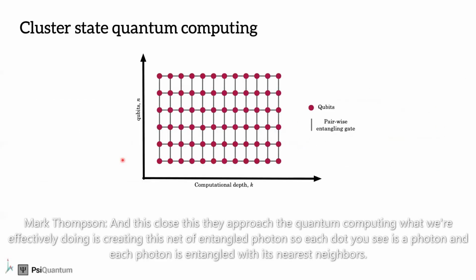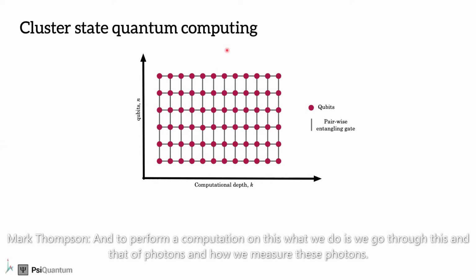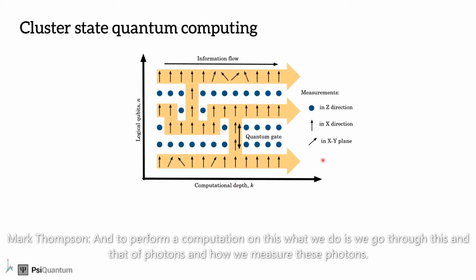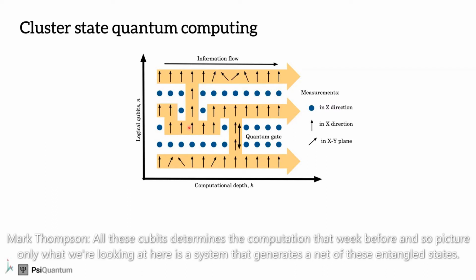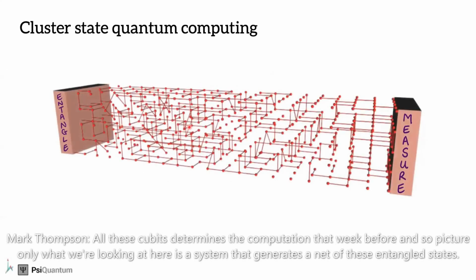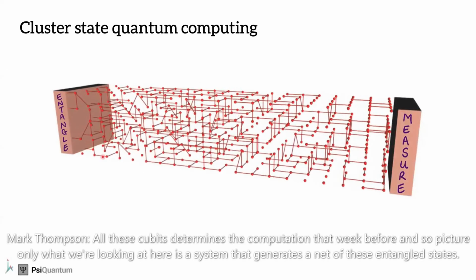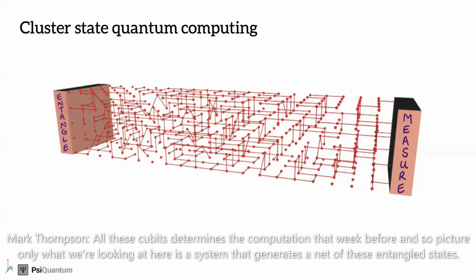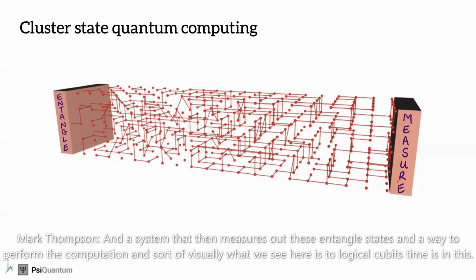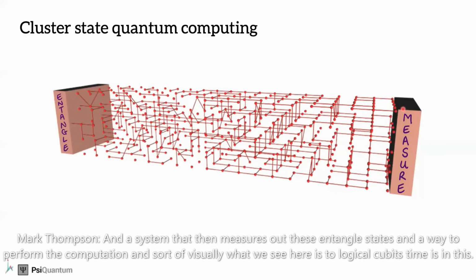And in this cluster state approach to quantum computing, what we're effectively doing is creating this net of entangled photons. So each dot you see is a photon, and each photon is entangled with its nearest neighbors. And to perform a computation on this, what we do is we go through this net of photons, and how we measure these photons or these qubits determines the computation that we perform. And so pictorially, what we're looking at here is a system that generates a net of these entangled states, and a system that then measures out these entangled states in a way to perform the computation.